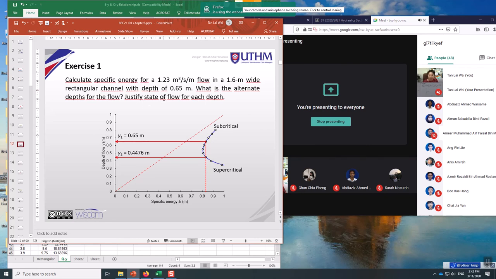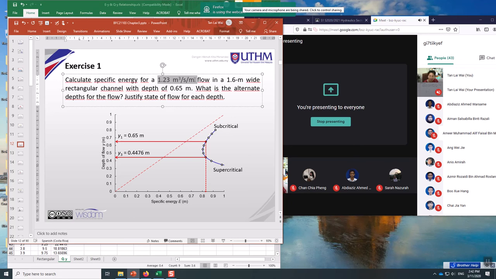And then the next question is to find the state of flow. That means you have to determine whether it's subcritical, supercritical or critical for each depth. Basically, the question gives you one specific energy and you need to find the depth of flow. The hint is also here: rectangular channel, so you can simplify this problem as a rectangular channel already.